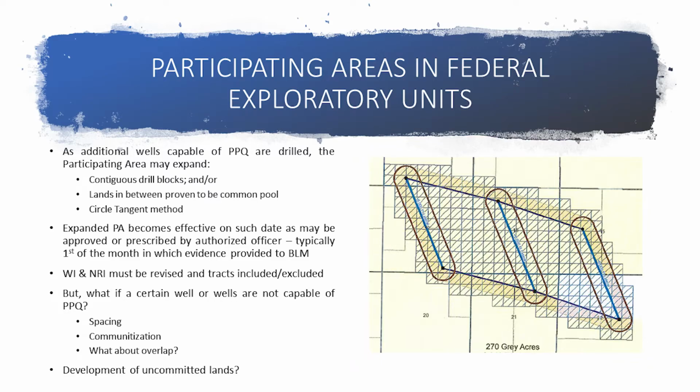As the expansion occurs, you present evidence to the BLM. In our experience, they'll usually sit on it a while. They like to make sure they have all the information that they can have available before they approve this. But then it will become effective the first of the month in which the evidence was provided. So say the BLM waits for a year or wants production for a year before they'll approve this.